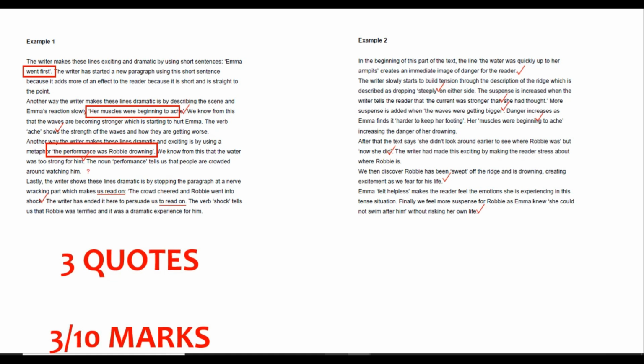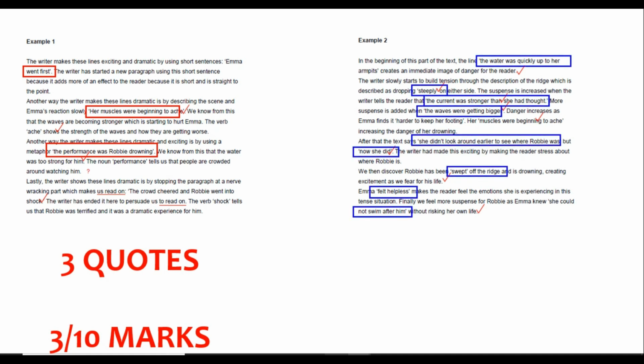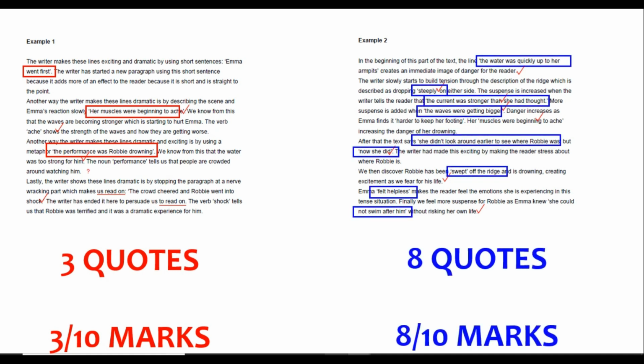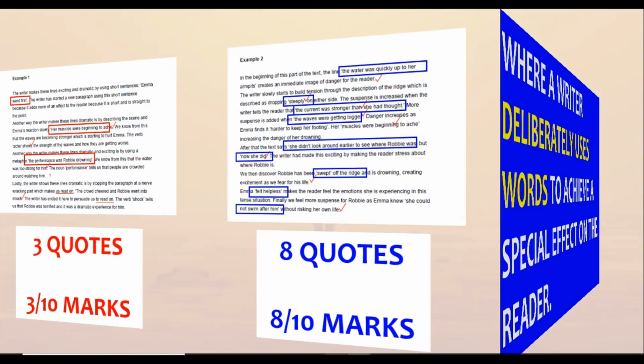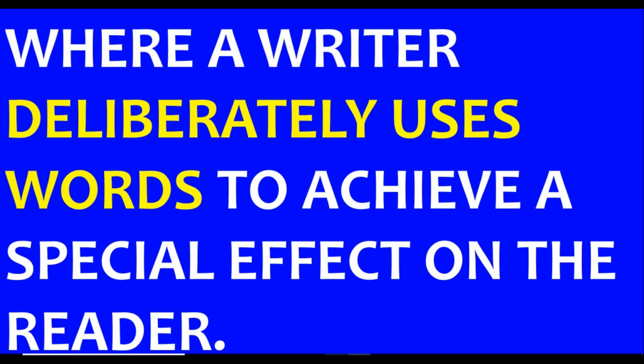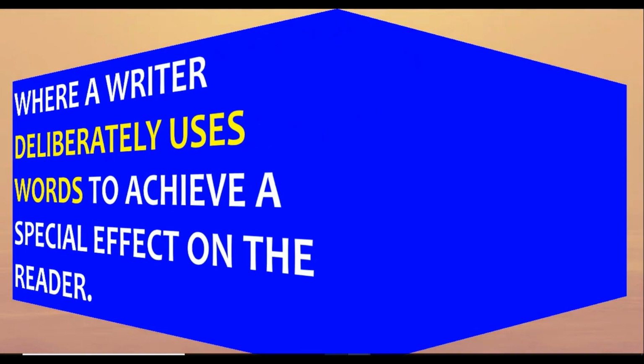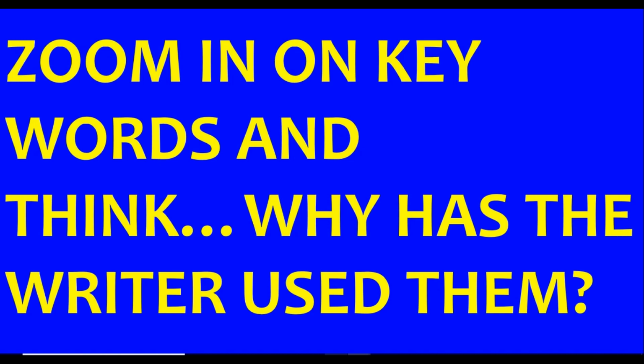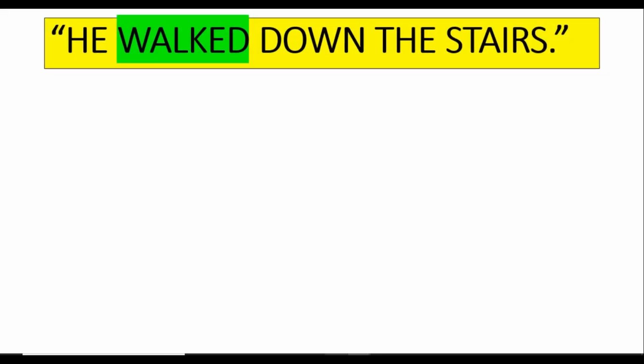So these two people were actually quite similar in terms of how good at English they were, but the person on the left had only done a few quotes, but the person on the right had got into their head, if I do lots of quotes I'm going to get lots of marks, and that's why they were successful. This question is all about where a writer deliberately or on purpose uses words to achieve a special effect on the reader, be it make the reader frightened, excited, interested, and so on. So you're going to zoom in on keywords and think to yourself, why has the writer used them?